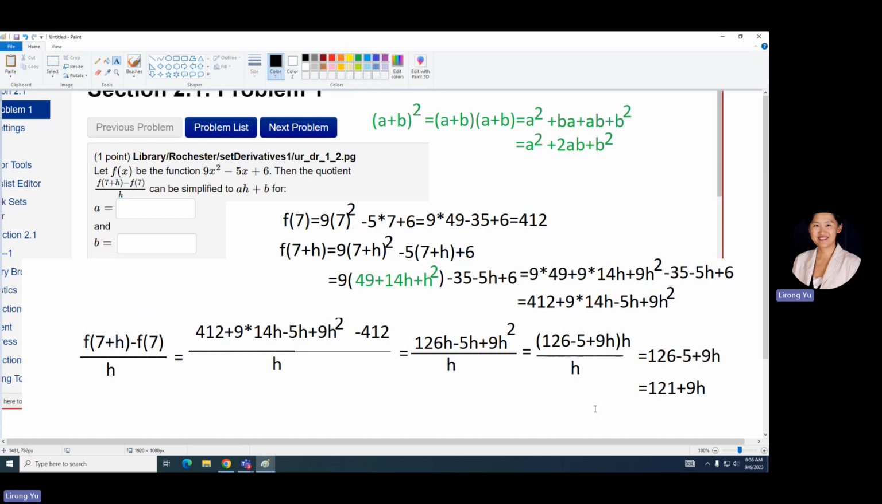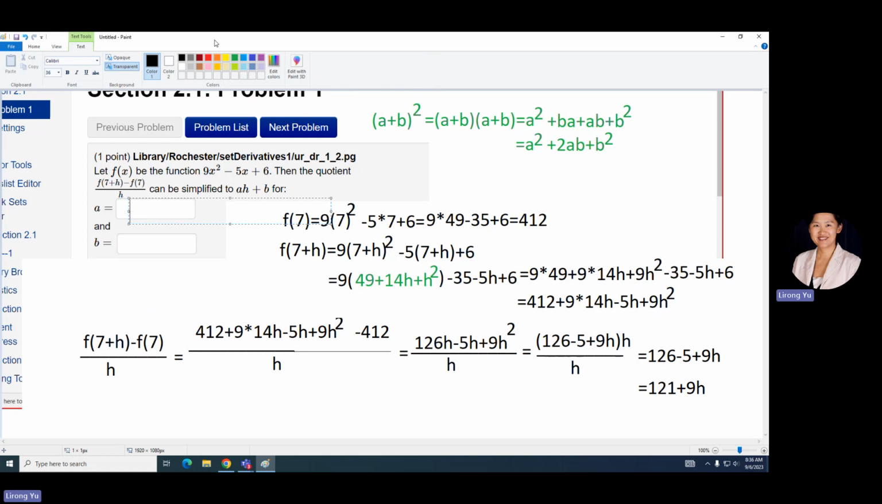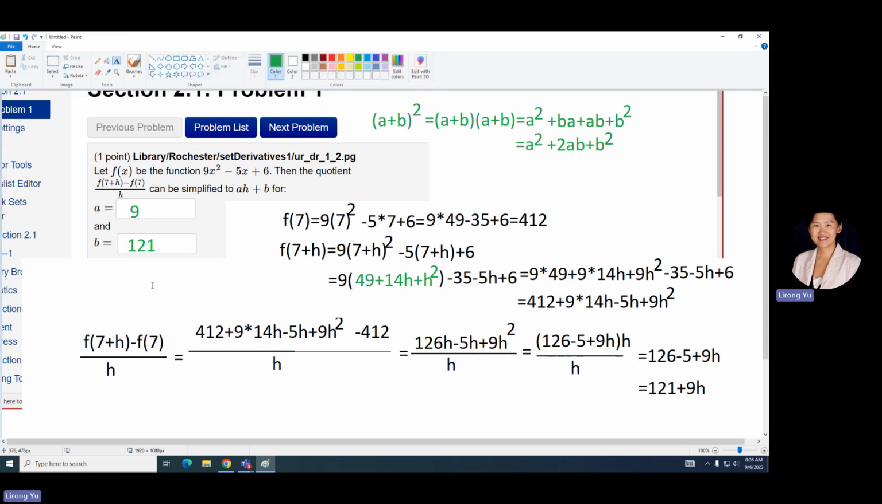After you simplify, you should get something like a times h plus b. Now a is the one that is multiplying the h. We have 9 multiply h. So the one that multiplies h is a, and a in this case is supposed to be the 9. And that's really the answer to the question.